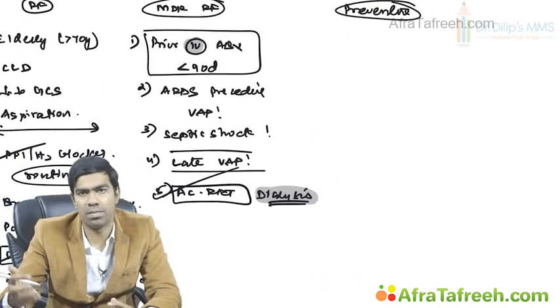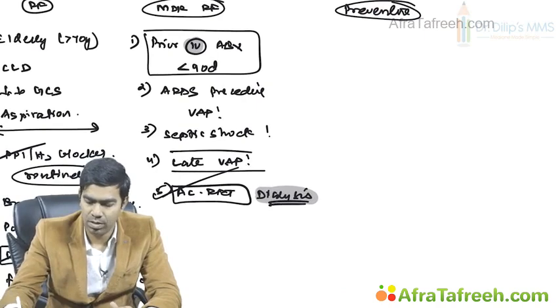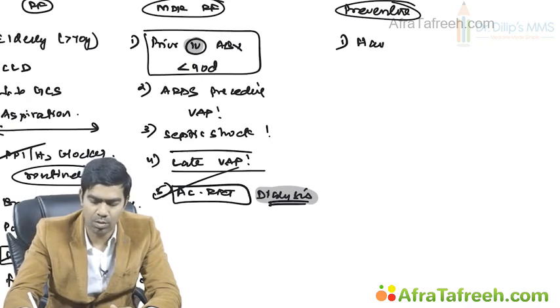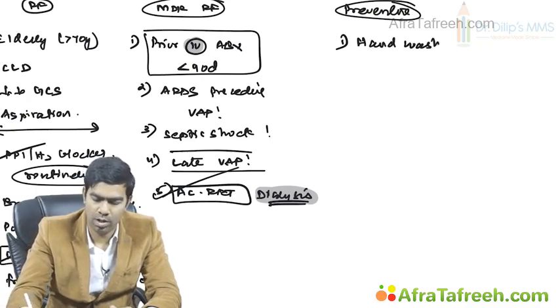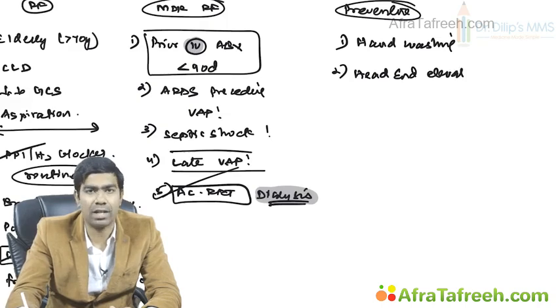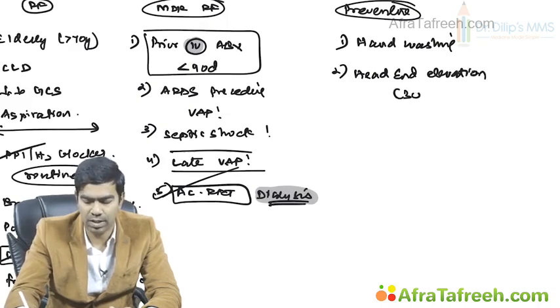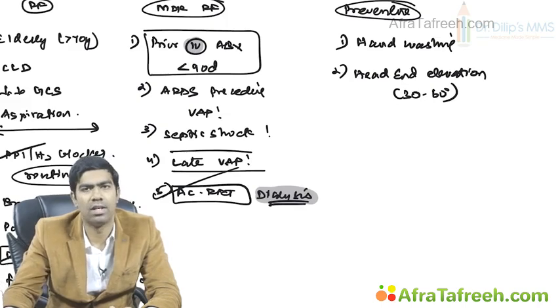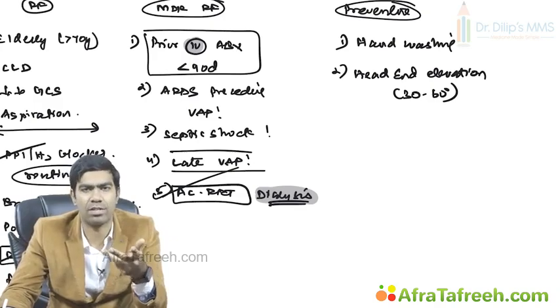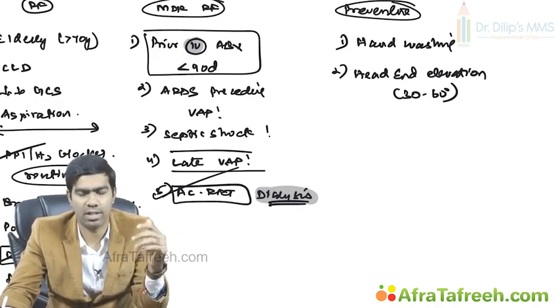What are the preventive measures that you can employ? Traditional and the most emphasized one obviously is going to be hand washing. Point number 1. Number 2, head end elevation, where the patient can be put in a semi-recumbent position. Typically around 30 to 60 degree head end elevation is very beneficial, because this might result in less aspiration of the gastric secretions and lesser incidence of VAP.